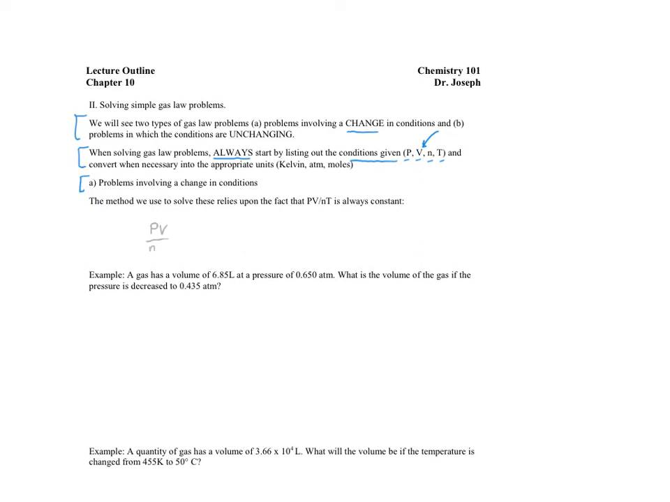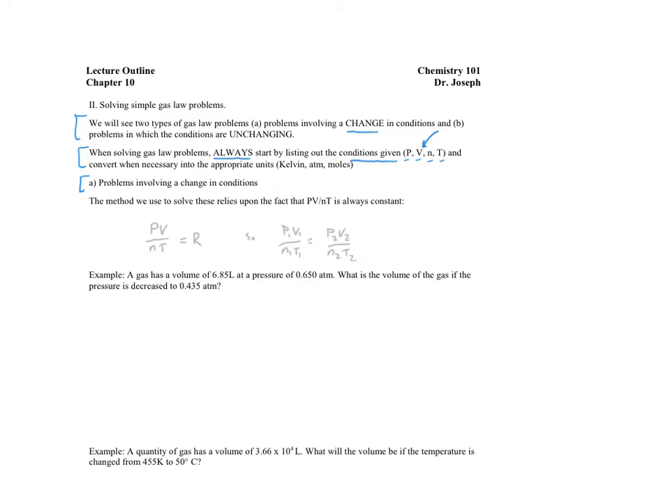The method that we use to solve these problems relies upon, again, the fact we looked at before, that P times V divided by n times T is always constant. It's always equal to that ideal gas constant R. So this is very useful for problems that involve changing conditions because it allows us to relate the conditions initially to the conditions at the end. So let's see how that works in this first example below.